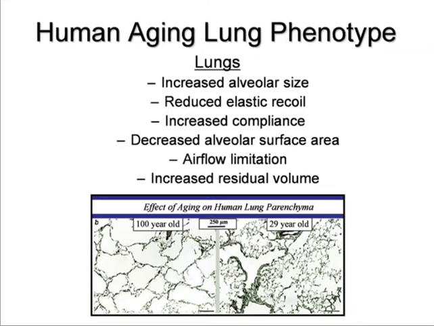The reduced elastic recoil clearly contributes to airflow limitation. However, another factor contributing to airflow limitation is the loss of alveolar attachments or stents to the airway, which causes reduced airway luminal area and obstructive physiology. As in asthma and COPD, the airflow limitation is associated with increased residual volume or air trapping.